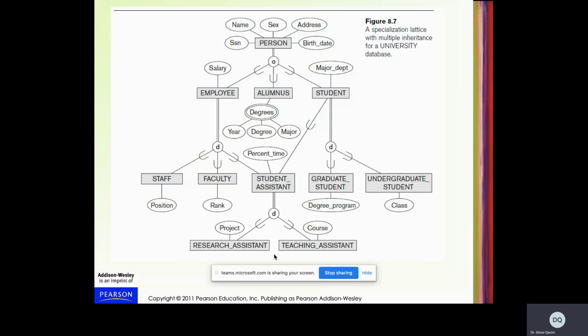But in the case of student assistant, it would be either a research assistant or a teaching assistant. That person won't be both at the same time.